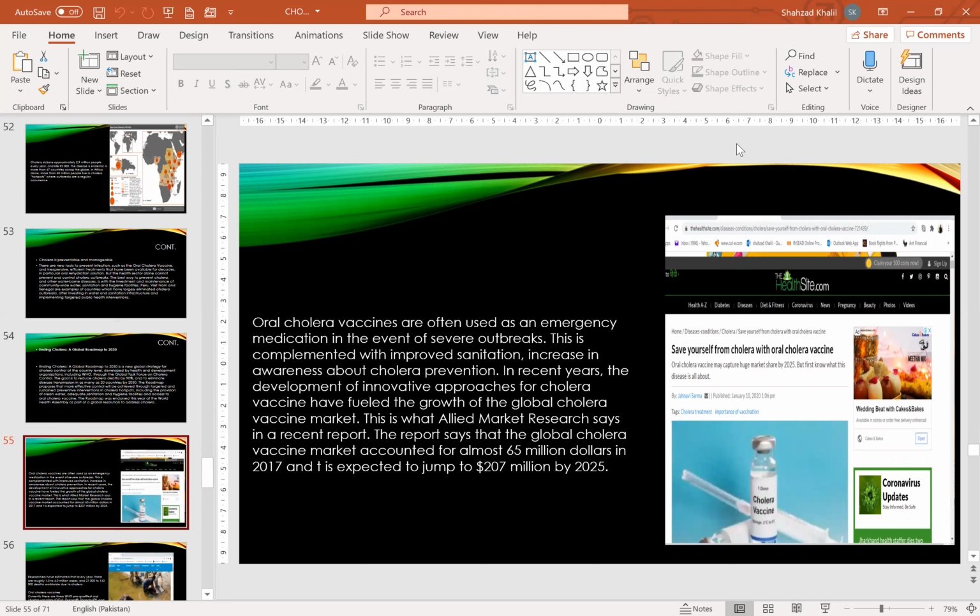Then, the role of the vaccine. Oral cholera vaccines are often used as an emergency medication in the event of severe outbreaks. This is complemented with improved sanitation and increased awareness about cholera prevention. In recent years, the development of innovative approaches for cholera vaccine has fueled the growth of the global cholera vaccine market. This is what Allied Market Research said in a recent report. The report says that the global cholera vaccine market accounted for $65 million in 2017, and it is expected to jump to $207 million by 2025.